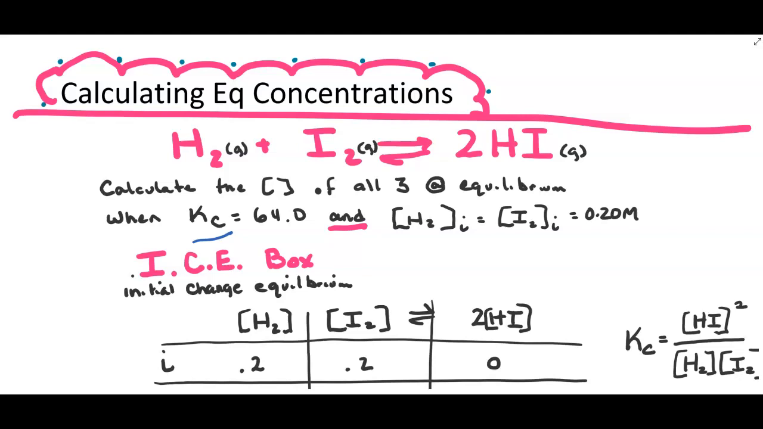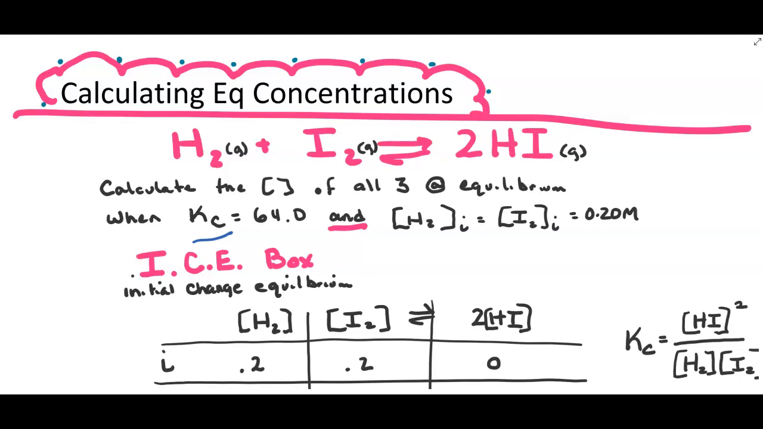Calculating equilibrium concentrations. This reaction shows that 1 mole of hydrogen gas will react with 1 mole of iodine gas to come to equilibrium as 2 moles of hydrogen iodide gas. We'd like to find the concentrations of all three of these things, both reactants and products, at equilibrium. We have an equilibrium constant given as 64.